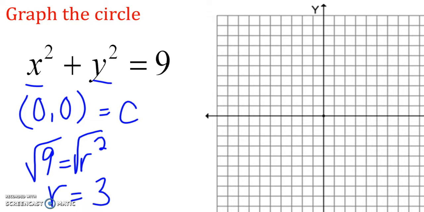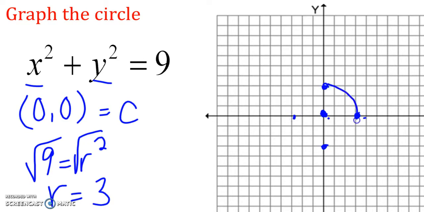So in order to graph this, you graph the center of the circle first, so that's 0, 0. The radius is 3, so the easiest way to do this is go 3 left, 3 right, 3 up, 3 down. So it's 1, 2, 3, 1, 2, 3, 3, and 1, 2, 3.